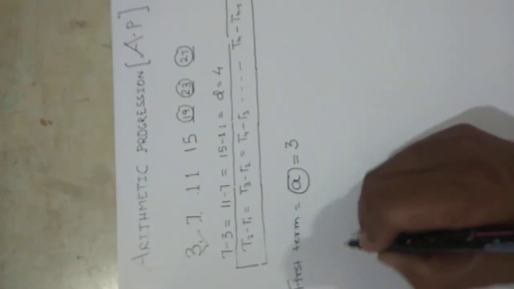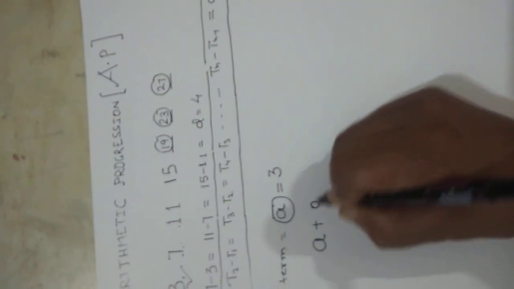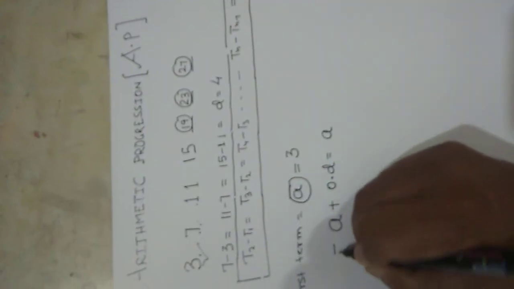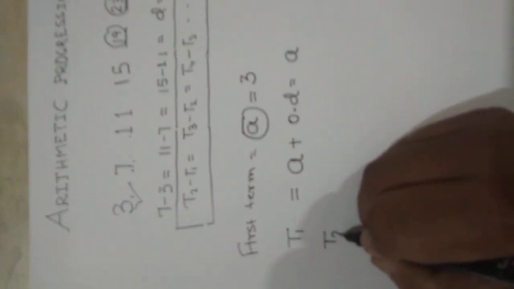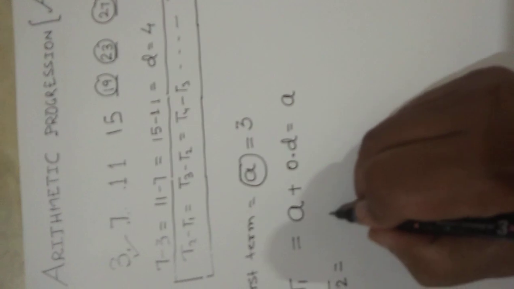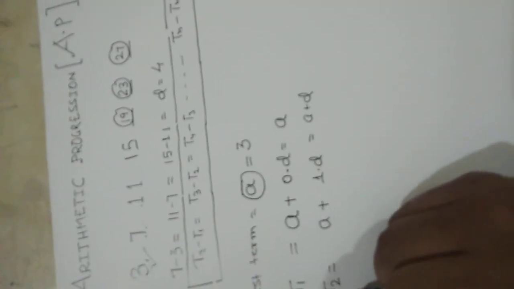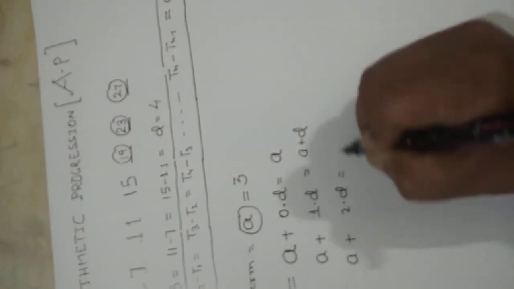Here also plus 4. So in such a manner, if this common difference is D, and this is A, what should be added to A to get 3? Nothing. We can say 0 multiplied by D. That is A. And this is your first term. What should be added to get the second term, T2? A plus 1 into D, that is A plus D. What should be added to get the third term? A plus 2D.